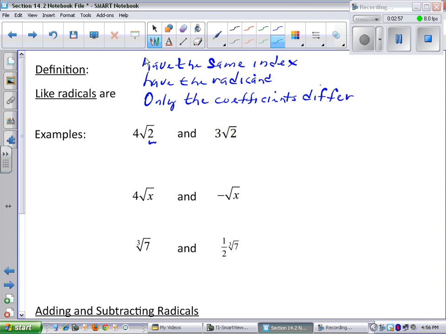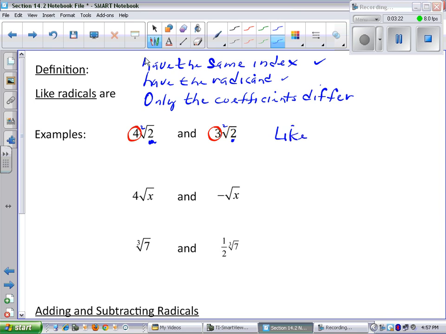So let's look at some like radicals. 4 square roots of 2. This is a square root, this is a square root. They have the same index. Square root of 2, square root of 2, they have the same radicand. Only the coefficients differ. This coefficient is a 4 and this coefficient is a 3, and they differ. These are like radicals.